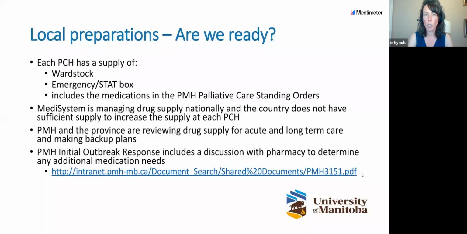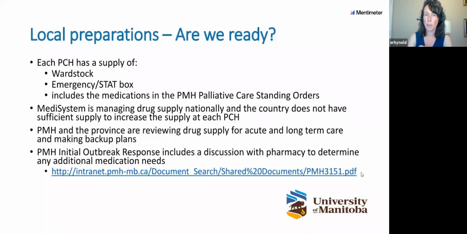MediSystem is managing drug supplies across the country, and they've been clear that they don't have enough supply to increase every single PCH's on-site medication for a major surge in cases. PMH and the province have been reviewing drug supply for acute and long-term care, making backup plans. So MediSystem has backup plans where they are going to have depots of extra drugs available 24 hours.